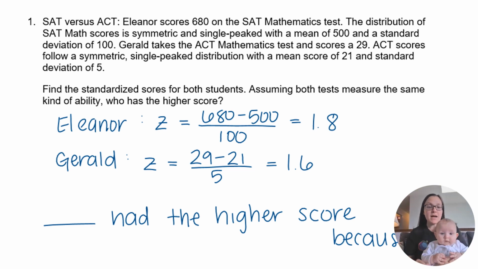Okay. Here is the answer for number 1 for the check your understanding. Eleanor's z-score should be 1.8. Gerald's z-score should be 1.6. Based off of that, you should be able to determine who had technically the higher test score. I'm going to leave that for you to make sure that you understand, if you have a higher z-score, what does that mean in regards to what they scored on the ACT.